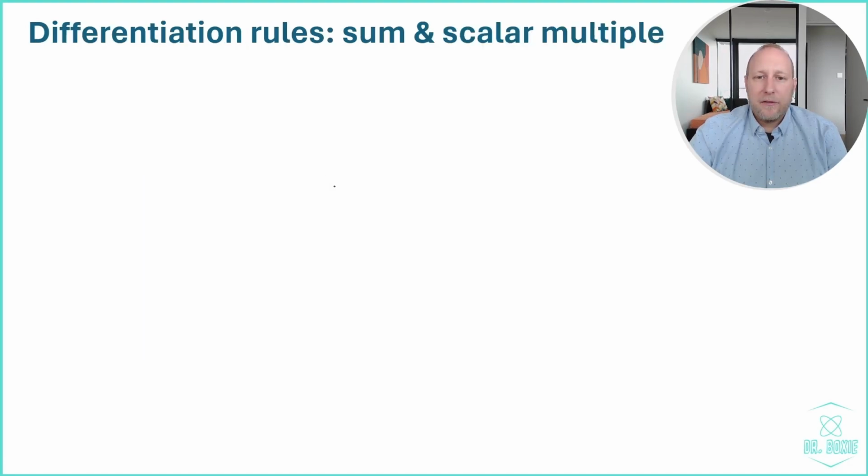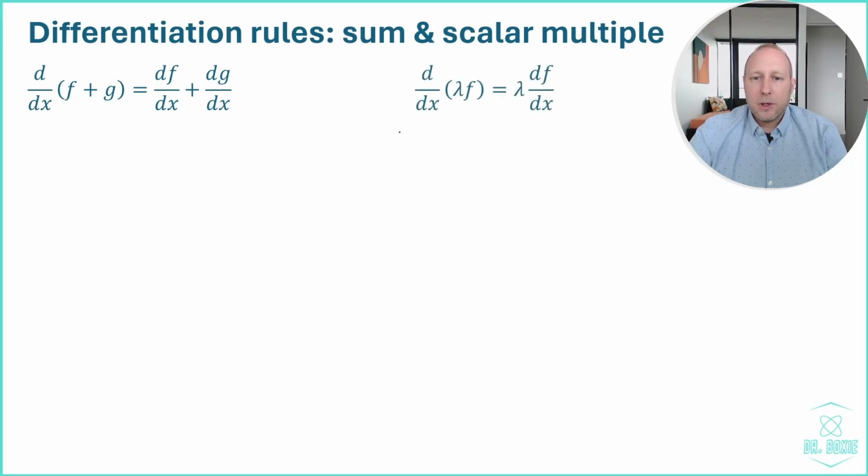So what are the rules of differentiation? Well, first of all, for sums, we know for functions of one variable that the derivative of a sum is the sum of the derivatives, and for a multiple of a function, we think of lambda here as just a number, just some scalar, the derivative of a multiple of a function is the multiple of the derivative. What are the analogs of this for gradients, divergences, and curls?